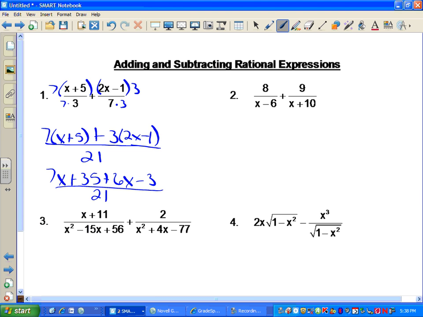Remember, at any point in the video, pause and do your own math and catch up. 7x plus 6x is 13x. The 35 minus the 3 is negative 32 over 21. This cannot be reduced at all, so this is your final answer.